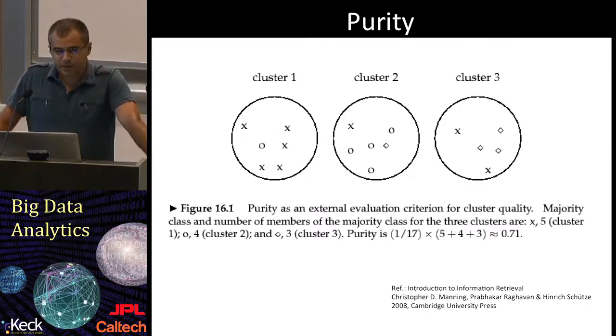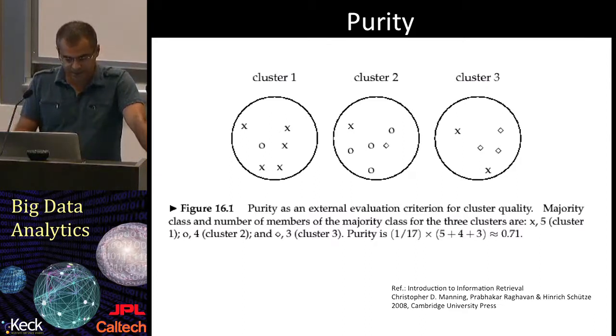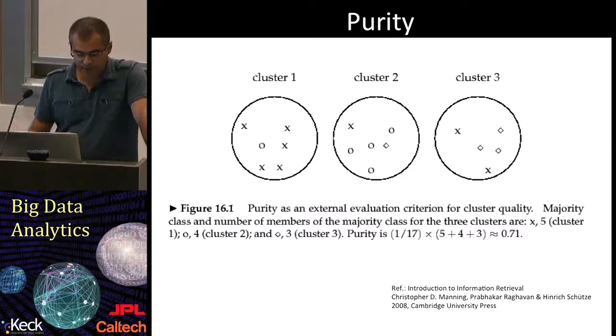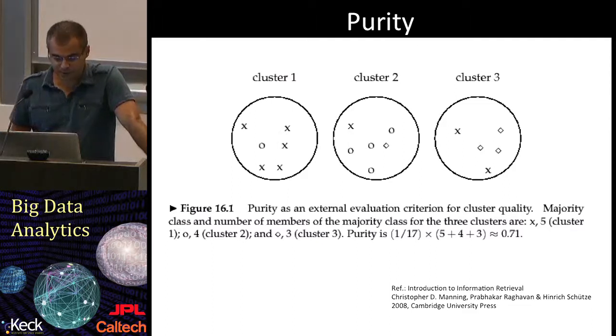Now, this is an example of how purity is computed. We have 3 different classes, crosses, circles, and diamonds. And let's suppose our algorithm finds 3 clusters, as in the figure. So the first one is assigned to crosses, because we have 5 crosses and just 1 circle. The second is assigned to circles, and the third is assigned to diamonds. The overall purity is 71%, and of course the first cluster is the one that looks the most reliable. So we have some sort of purity also cluster-based.